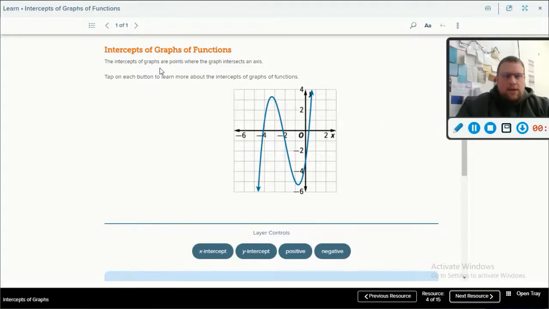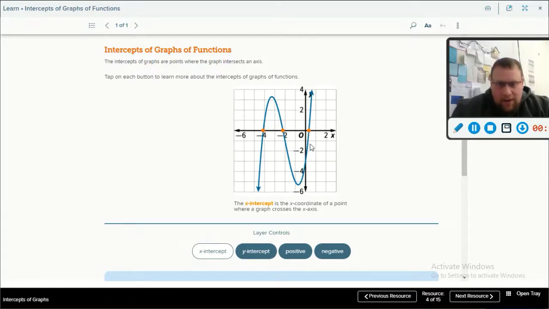Okay, it says the x-intercepts of graphs are points where the graph intersects the x-axis. Those are also the roots or the zeros. And what are the roots, zeros, and x-intercepts? We see right here, -4, -2, and I don't know what that one is right there. That looks like about, see if that's 2, that's 1. Oh my goodness. So that would put this at like 0.25 or 0.3 or something like that. So it's just a decimal.